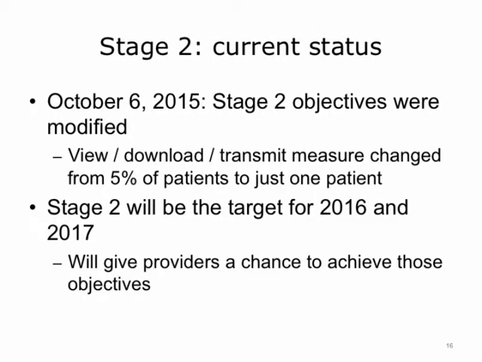In October 2015, the Stage 2 Health Information Exchange objectives were modified so that the view, download, and transmit measure required only one patient rather than 5% of patients. Stage 2 will be the target for 2016 and 2017. To qualify for the incentive payments, healthcare providers will need to meet those objectives during those time periods.